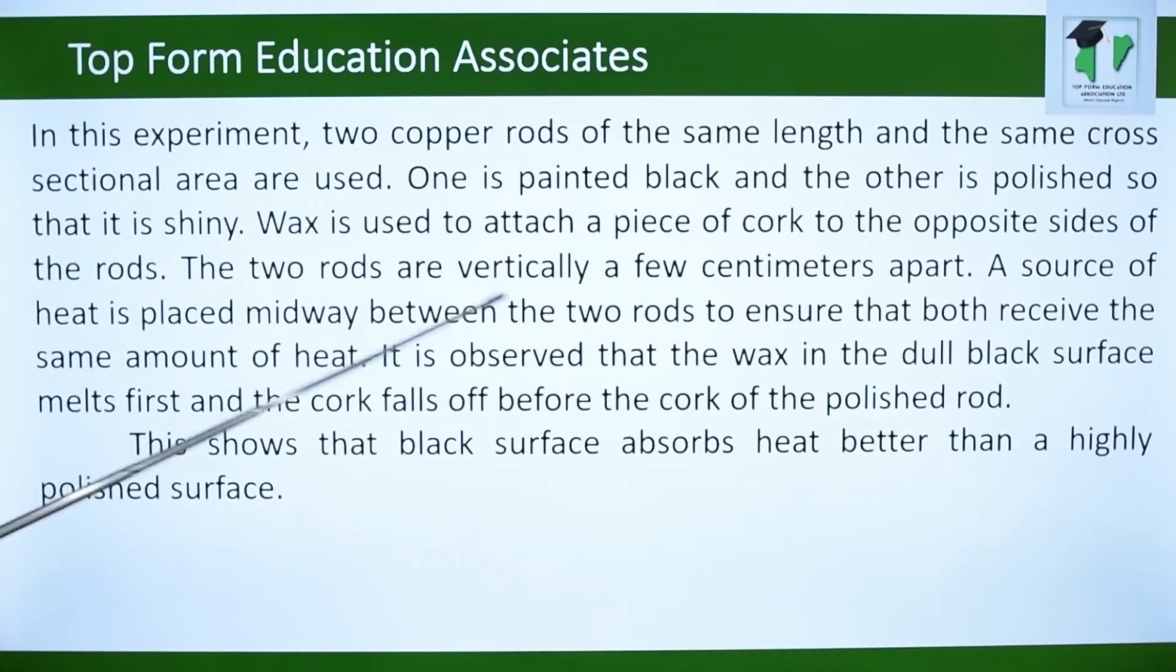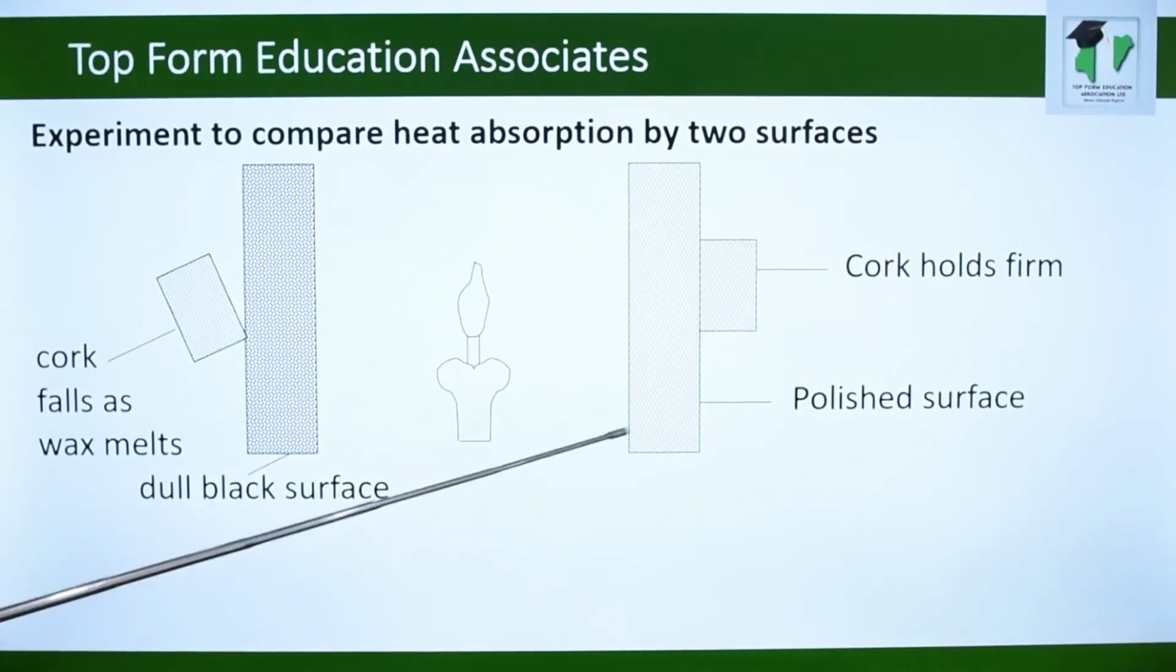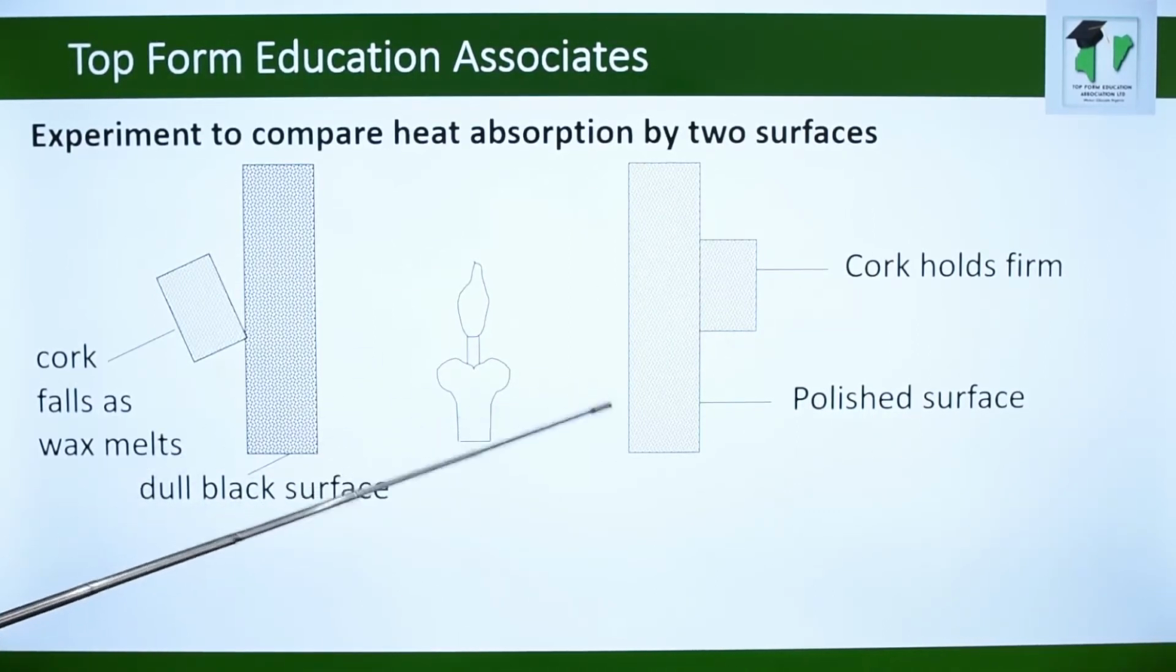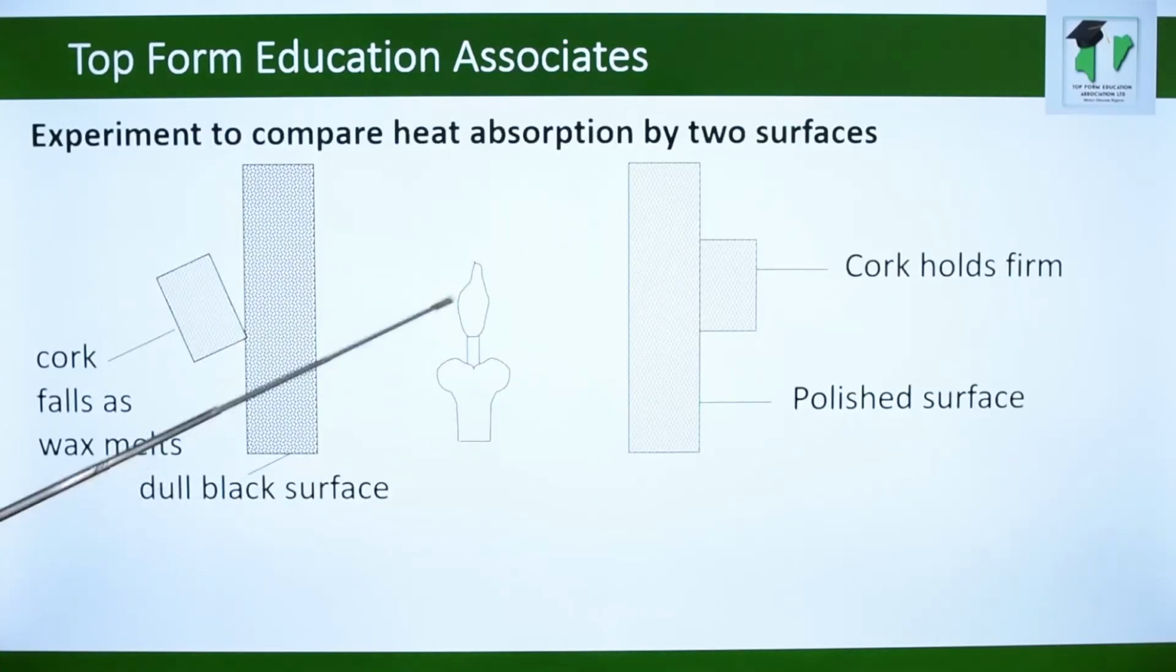The two rods are vertical and a few centimeters apart, so that they can absorb the heat coming. A source of heat is placed midway between the two rods to ensure that both receive the same amount of heat. So this is the source of heat placed at the midpoint between the two of them so that they can absorb the same amount of heat energy.